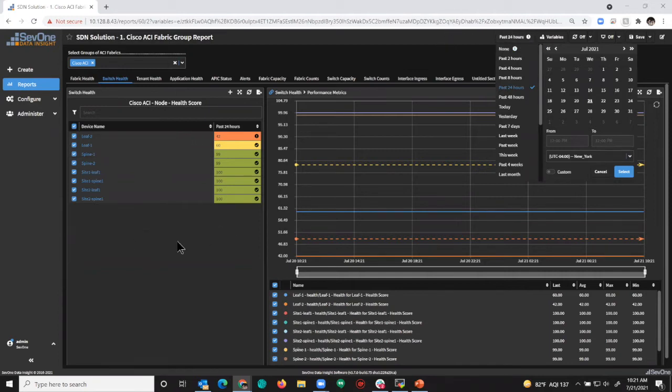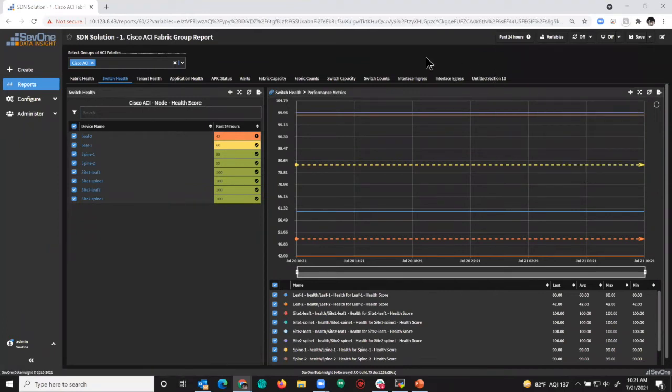So again, we're at the very highest level. So I want to find out, what does ACI think about the health of my switches? Maybe I want to figure out what's going on with this leaf 2 because it seems like he's not scoring real well. Not really sure why that is, but okay, we have that visibility, right?